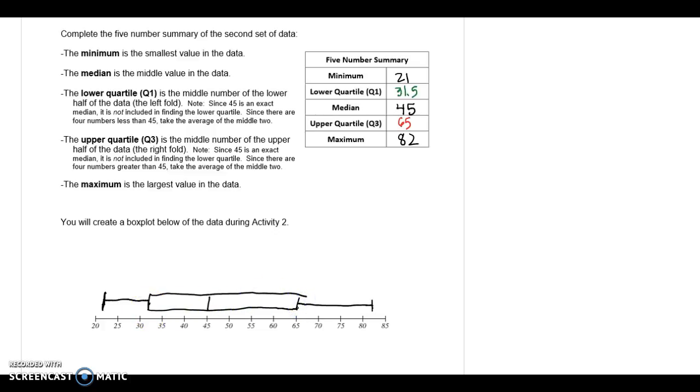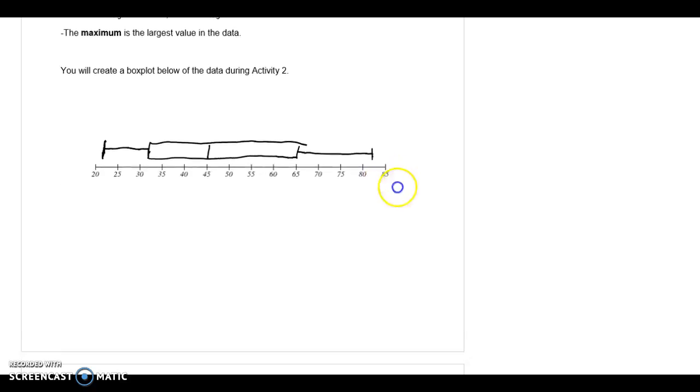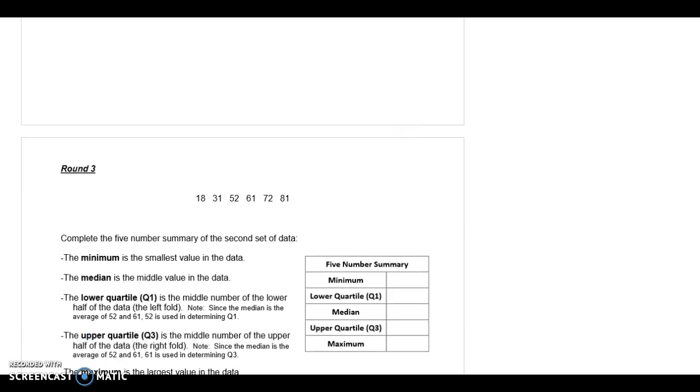creates the box. So what happens when we don't have a definite median, a number in the middle that we can actually find? Well, in this case, we have 6 numbers. We know our minimum's 18. We know our maximum's 81. Our median will fall between 52 and 61. So when I average those out, I end up getting 56.5.